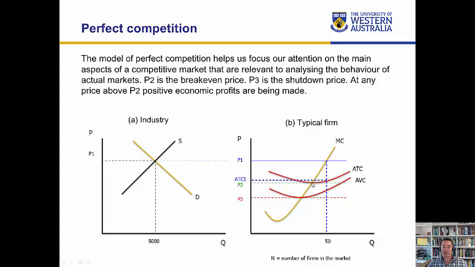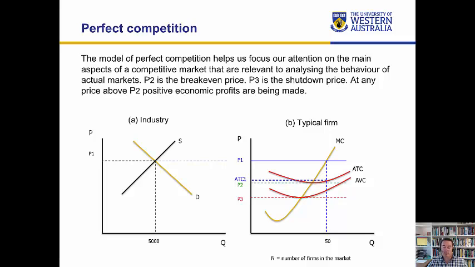At a price of P3, that's another important point, because if the price falls below P3, the firm will shut down operations, because the price won't even be high enough to cover its variable operating costs. If the price is somewhere between P2 and P3, the firm can operate temporarily, because it is covering all of its variable costs and some of its fixed costs. So in the short run, it's better to cover some of your fixed costs and continue operating than shut down and cover none of them at all.